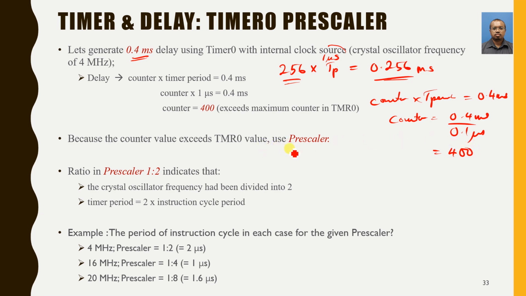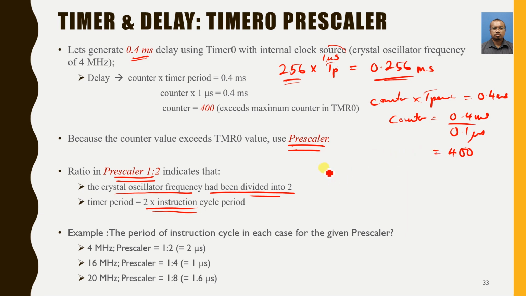So how to do it? We have to use the prescaler as I mentioned just now. So let's say we have a prescaler ratio of 1 to 2. It means that the crystal oscillator frequency has to be divided by 2. So the timer period is 2 times the instruction cycle period. Let's do some calculation to see how it goes.